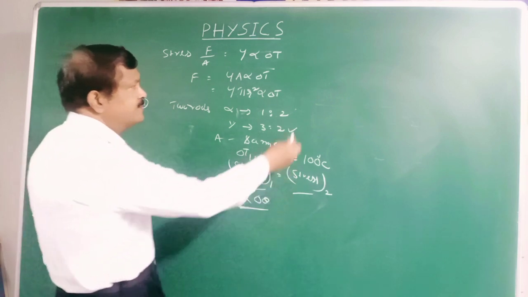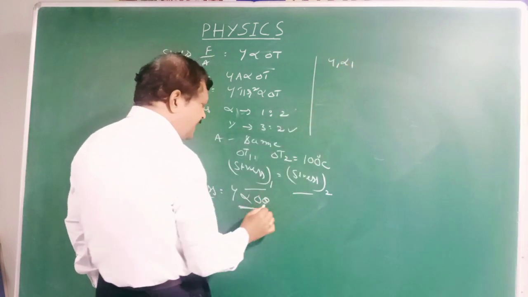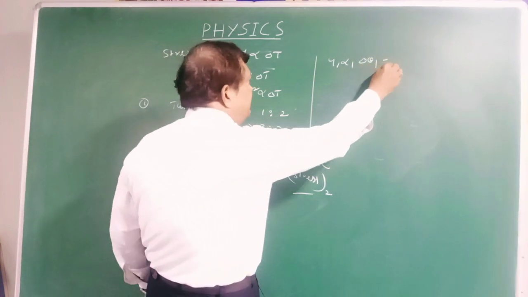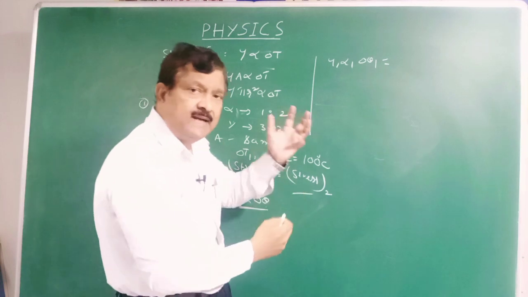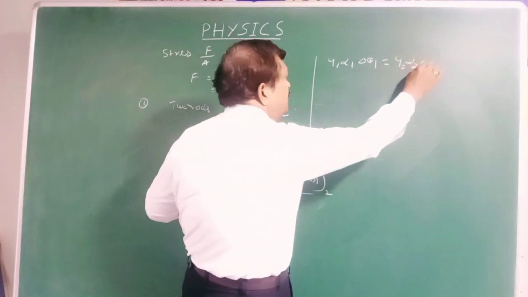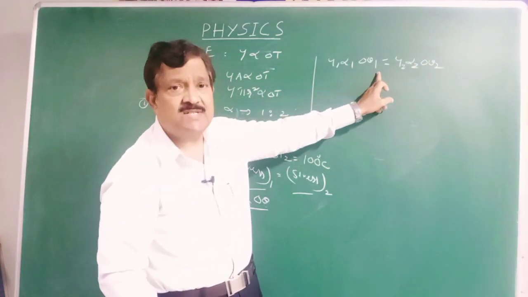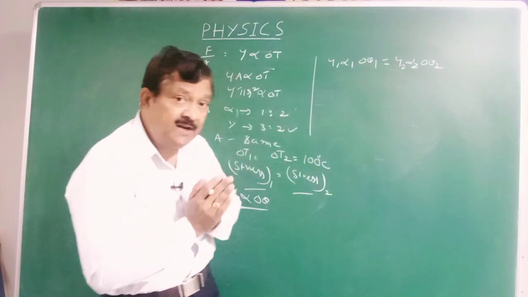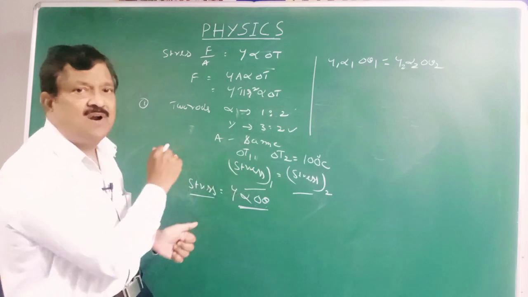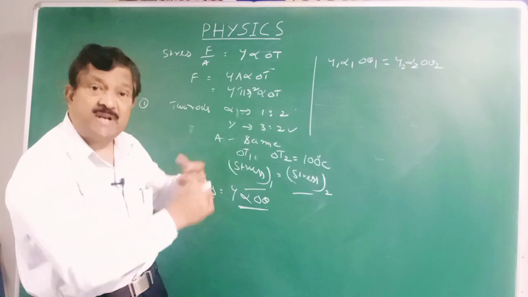Then what can we write? In the first one, it is y1, alpha 1 and change in temperature in the first rod, let us say delta theta 1. That must be equal to, for the second rod, the corresponding values y2, alpha 2 and delta theta 2. Because this is the equation for stress, y alpha delta theta. But what is the condition given to us? You have to find out the change in temperature for the first rod such that stress in both the rods is the same. So stress must be the same.